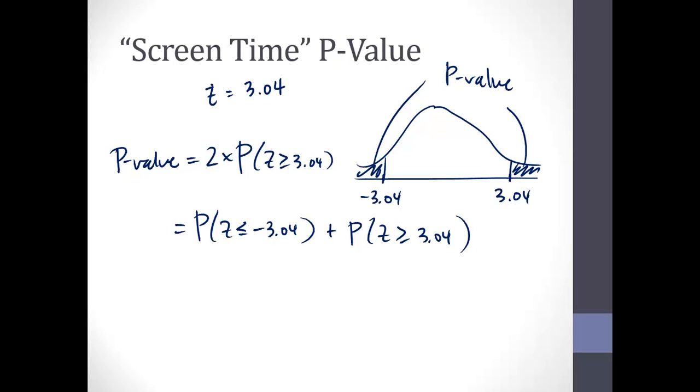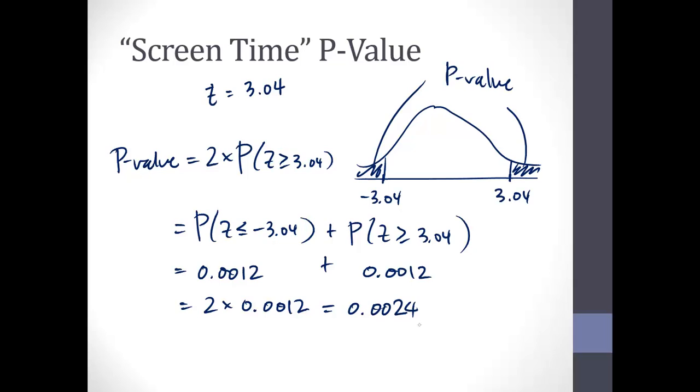I'm going to gloss over the step, but what you would do is go to table A, the z table, look up 3.04, and take 1 minus that, and you'll get the upper tail value. I'm going to skip over that step, but each one of these is 0.0012, which is 2 times 0.0012. So our p-value is this very small number.